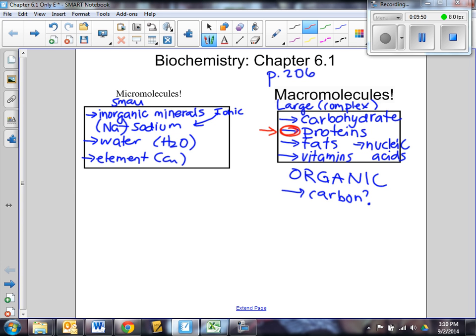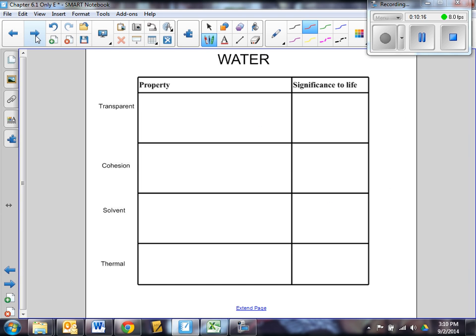Does anybody want to ask any questions about what a micro or a macro molecule is? All right. So we're going to talk about a few of these things separately. We'll save protein to the very end because it's the longest, most complex one. So we're just going to talk about a few of the things on this list. And we are going to start by talking about water.